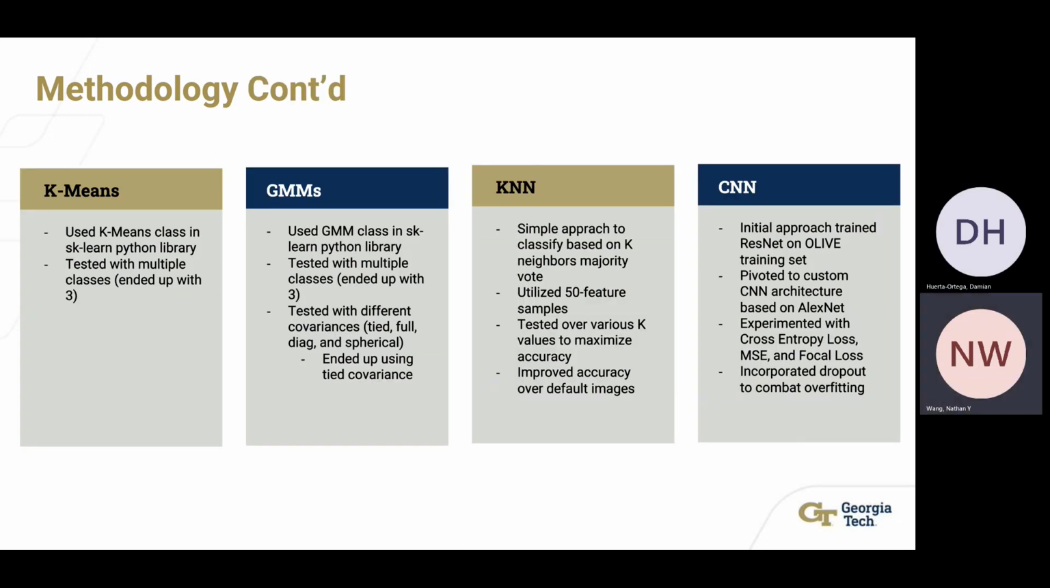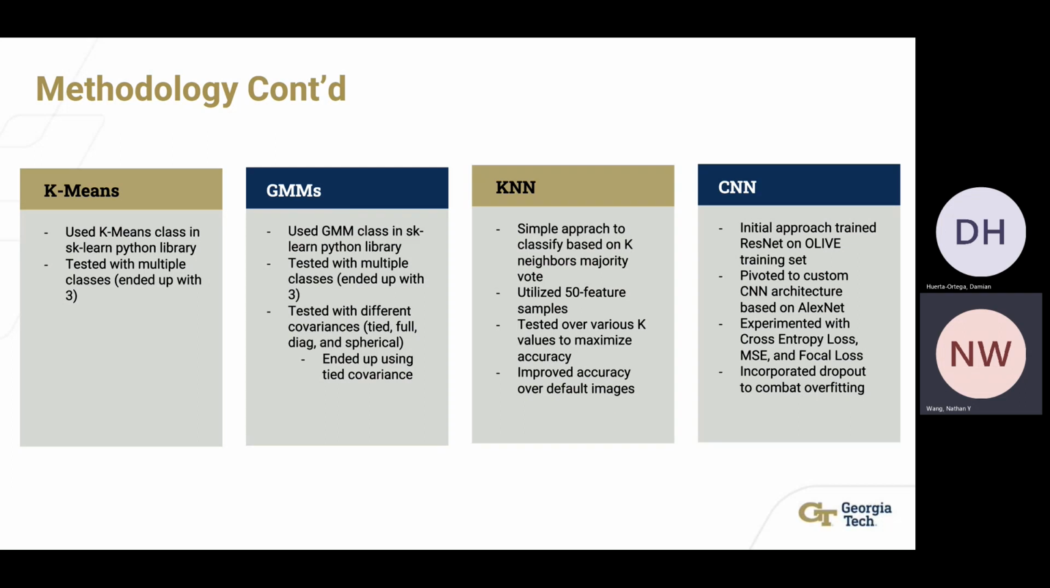So in terms of creating these models, for k-means, we used the sklearn library, and we tested with multiple clusters and classes. We ended up using 3 clusters. And in terms of GMM, we also used the GMM class in sklearn, and we tested with 3. We ended up using 3 classes as well, but we also tested with different types of covariances, such as tied, full, diagonal, and spherical. We ended up using the tied covariance.